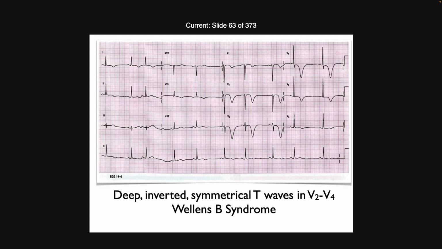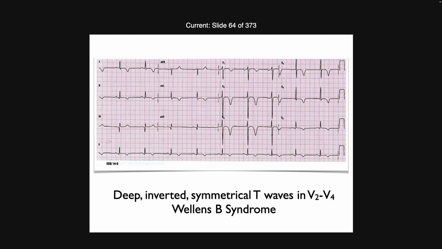Okay, here's another one of Wellens B. You can see it there. Those are really dramatic. And again, it spills over into V5 and V1, but to be called Wellens, it has to be V2 through V4, or two of the 3. Here's another one, and just more examples.